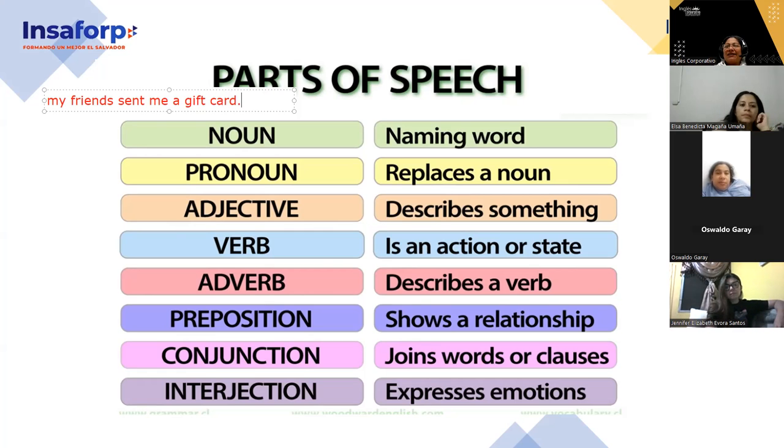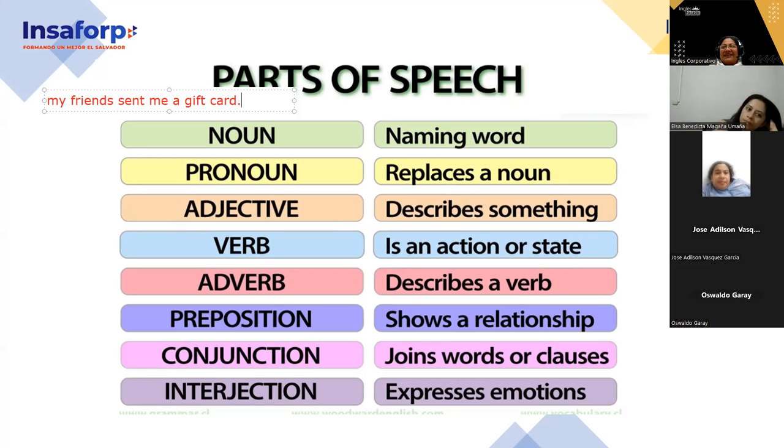My friends, my, what is my? It is a preposition. Friends? It's a noun. Sent? It's a verb. Me? Preposition. No. Pronoun. A pronoun? Okay. A? Preposition. Gift? It's not a conjunction. Got it. It's a noun. Okay.